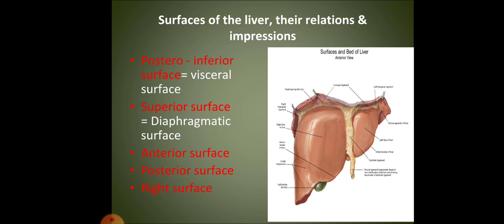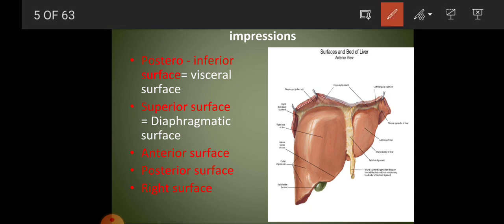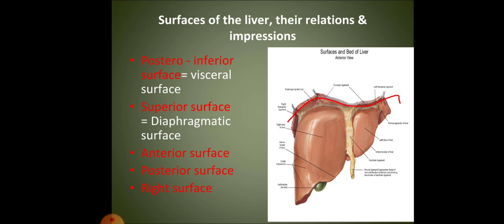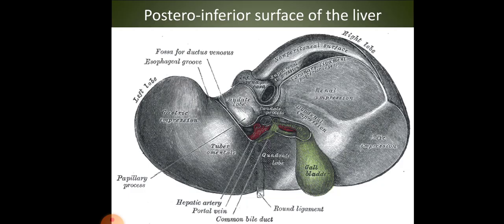Now the surfaces of the liver and their relations and impressions. In the liver we have the posterior inferior surface, which is the visceral surface because it is related with the different viscera. That is why it is also known as the visceral surface. Then the superior surface, also known as the diaphragmatic surface since it is under the cover of the diaphragm. This is the diaphragm. Then the anterior surface on the anterior side, the posterior surface on the posterior side, and the right surface on the right aspect of the liver.